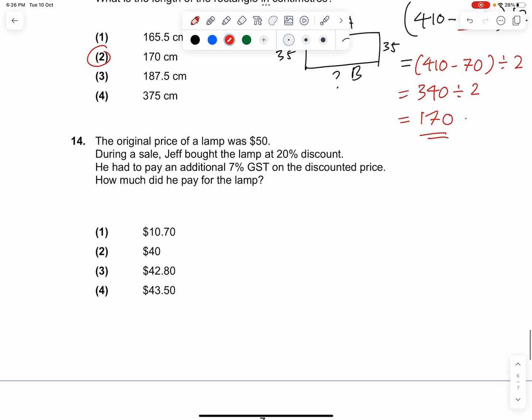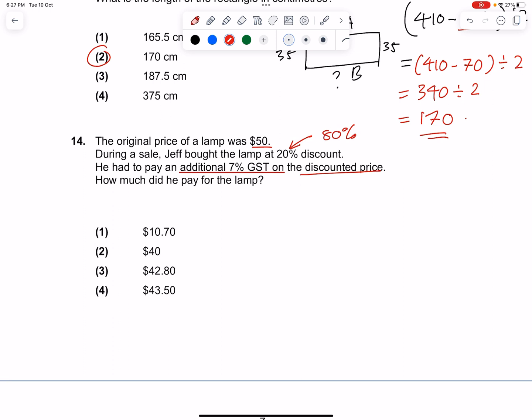Question 14. The original price of the lamp was $50. During a sale, Jeff bought the lamp at 20% discount. He had to pay an additional 7% on the discounted price. How much did he pay for the lamp? So the first thing is, let's see how much was the lamp when it was at 80%, right? Because he had a 20% discount.